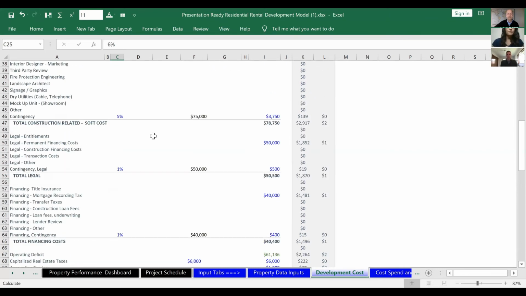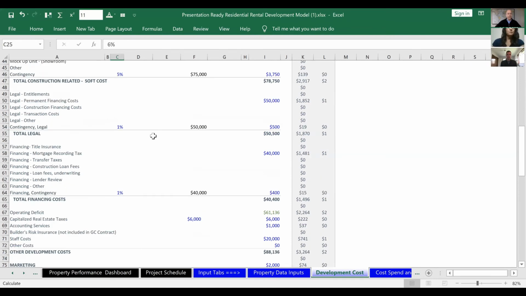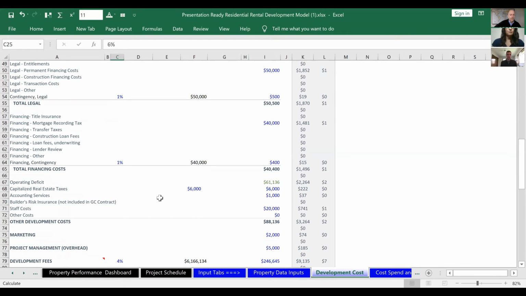Right. Then you'll always have some legal fees. Yep, and then ramp up. Of course, you're always going to have some ramp up fees and stuff like that to get the project up and running. Another thing that's important is real estate taxes.